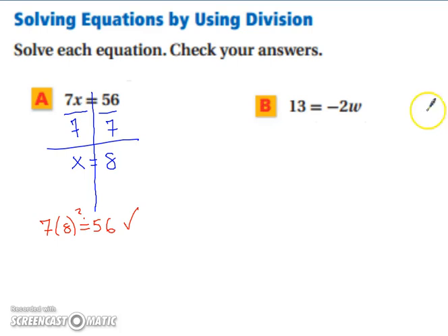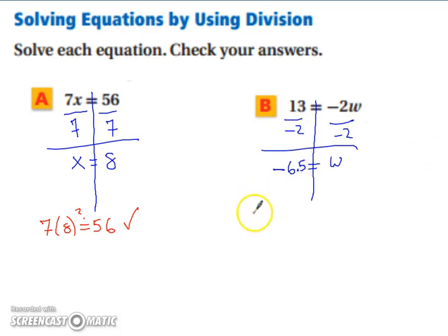Now that you've had a moment to try B on your own, let's try it together. Let's start by splitting up our equation. We have negative 2 times w. We want to get w by itself, so we're going to divide both sides of the equation by negative 2. That leaves us with w equals, and since we have a positive divided by a negative, our answer is going to be negative. In this case, we have negative 6.5.